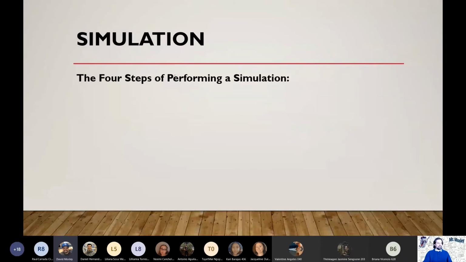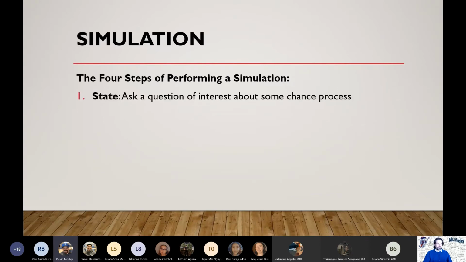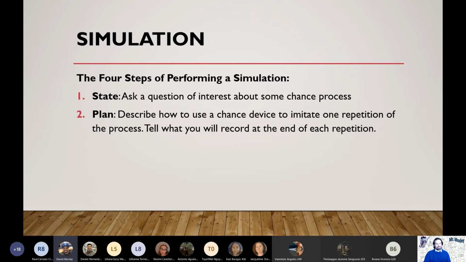Simulation. Here are the 4 steps of performing a simulation. Step 1, state. Ask a question of interest about some chance process. Step 2 is plan. Describe how to use a chance device to imitate one repetition of the process. Tell what you will record at the end of each repetition. Step 2 is one of the more important of the 4 steps.